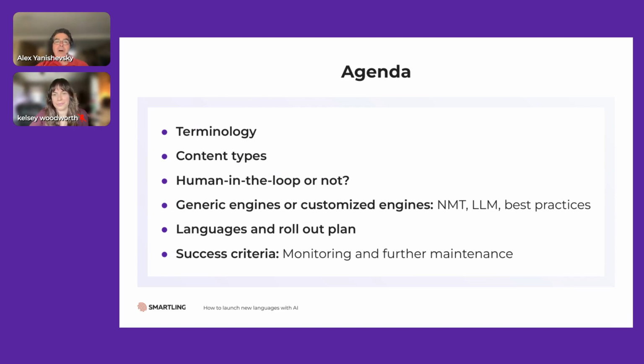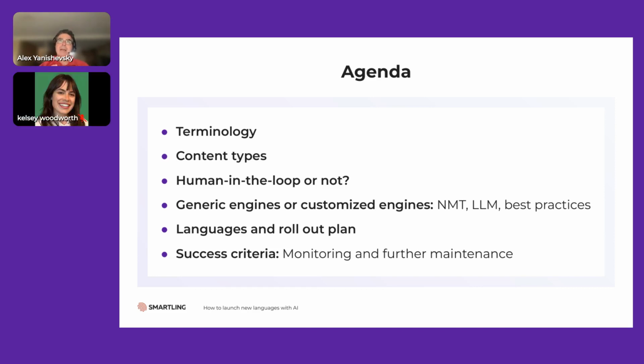As far as our agenda, you could see the title is how to launch new languages with AI. I wanted to get started with terminology, something we can all agree to, to explain from our perspective how we see AI and what it is that we're talking about. From there, I wanted to talk about different content types. Once we figure out what in AI we are using to do this translation, what content types are suitable for this, and perhaps some are not, to give you our recommendation.